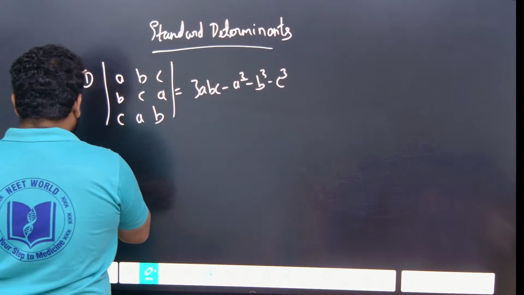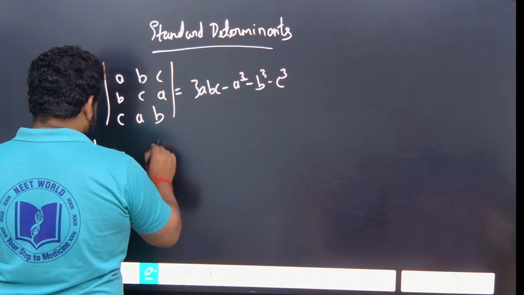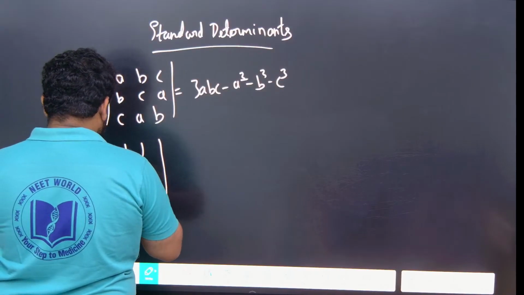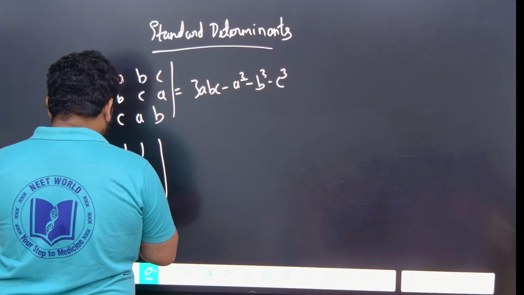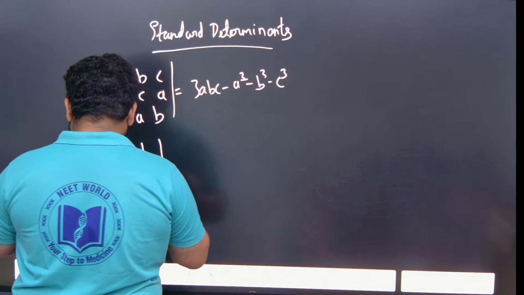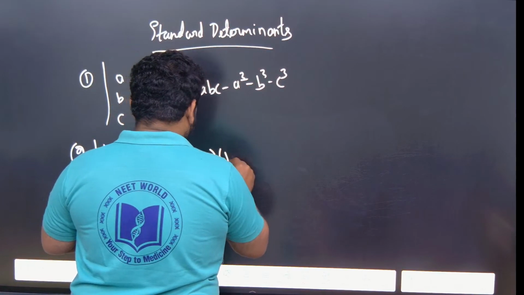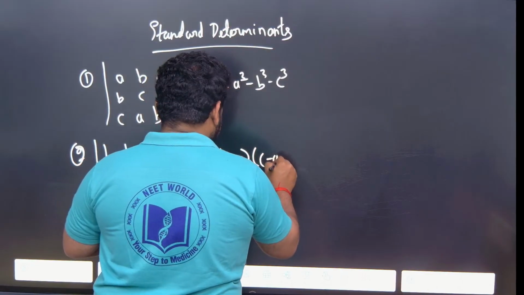Second one: 1 1 1, A B C, A square B square C square. That is equal to (A minus B)(B minus C)(C minus A).